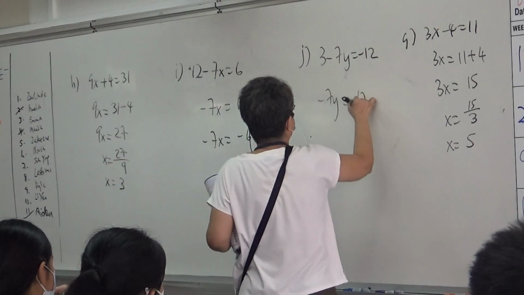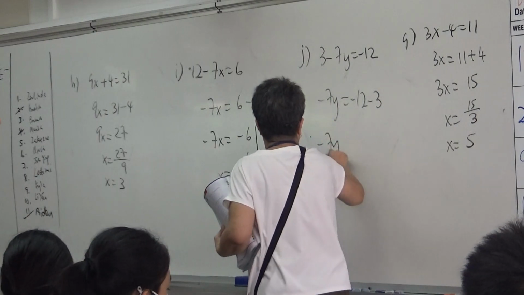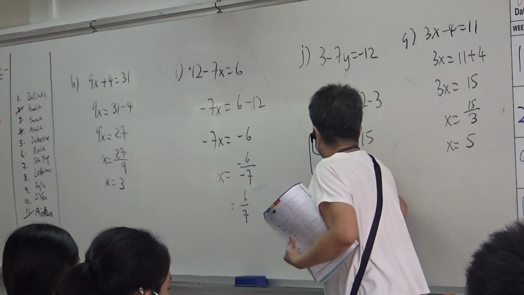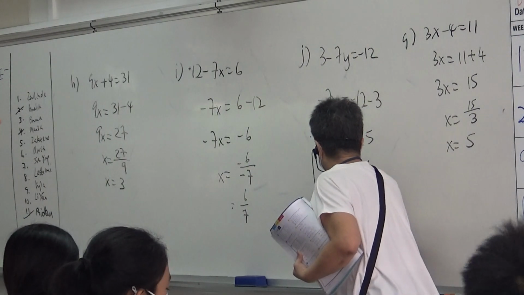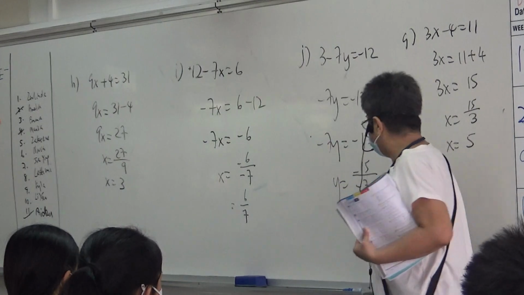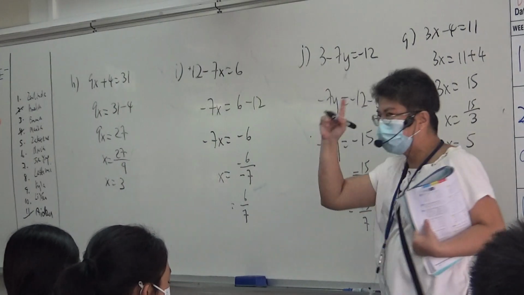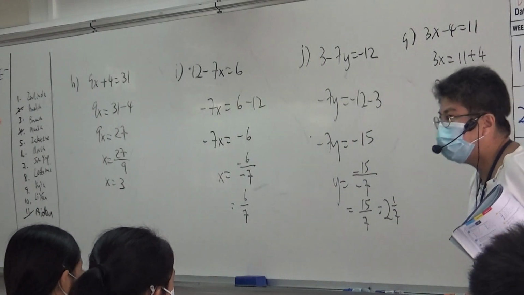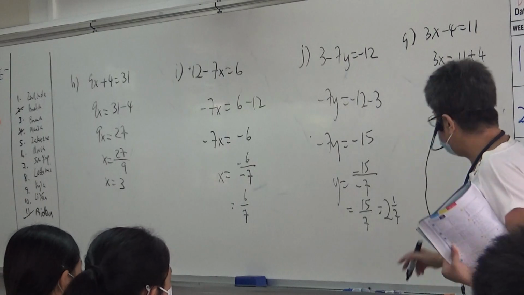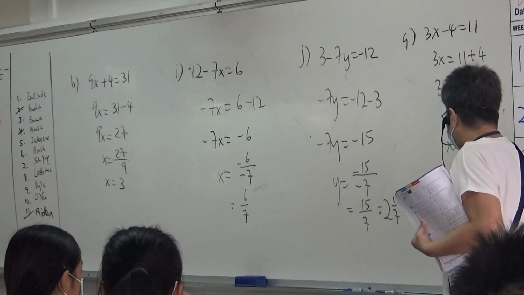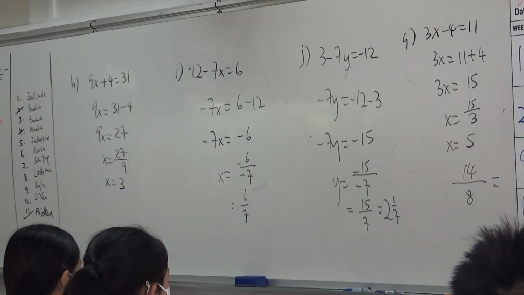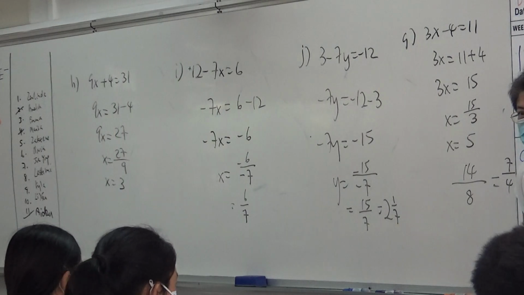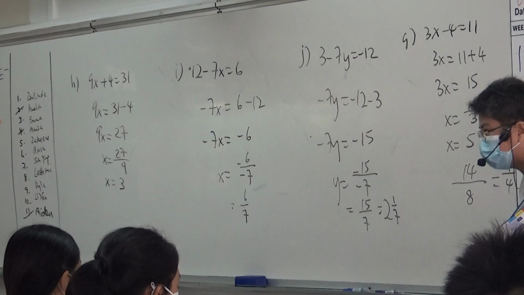Negative 7y is negative 12 minus 3. Negative 7y is negative 15, right? So what is y? Negative 15 divided by negative 7. So you just give me 15 over 7. You give me 2 1/7 also can. It doesn't matter, but you must make sure it is in lowest terms. Everybody clear? Let's say the answer is 14 over 8. Can you leave it as 14 over 8? No, it must be 7 over 4. Understand? You cannot leave it as 14 over 8 because it's not simplified.